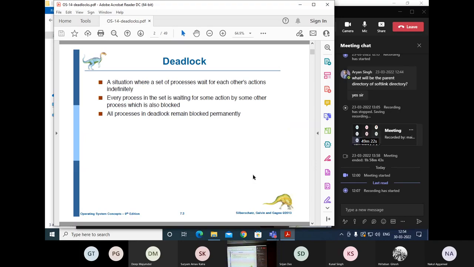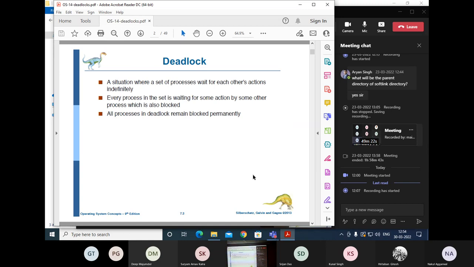So a deadlock is a situation where a set of processes wait for each other's actions indefinitely. So note the term indefinitely, right? We often see a process waiting for another that we have discussed, like a parent can wait for a child and so on. But here the problem is this word indefinitely. It's as if stuck in a loop.